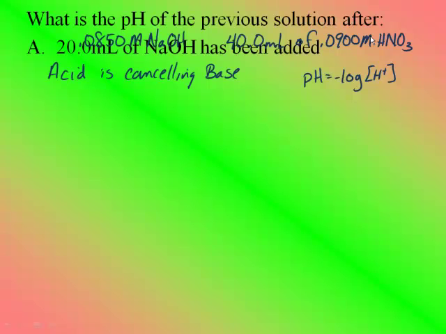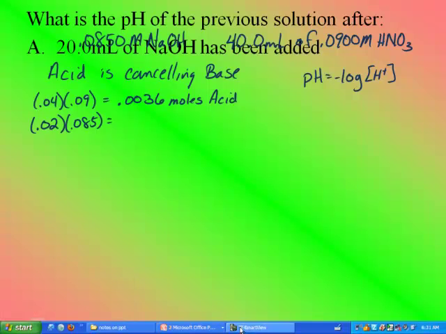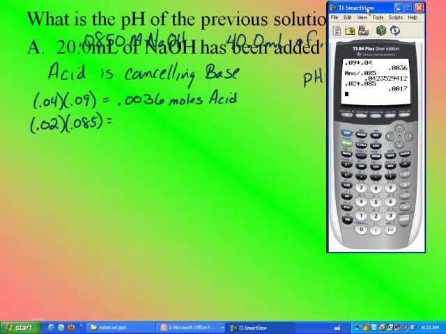So I'm going to find the moles. Step one is to find the moles of each substance. I have 0.04 times 0.09, which I know from my previous slide is 0.0036 moles of my acid. Now I'm going to find the moles of my base. I have 20 milliliters of a 0.085 molar solution. I'll use my handy dandy calculator to make sure I don't make any mistakes with my math. 0.02 times 0.085, and I get 0.0017.